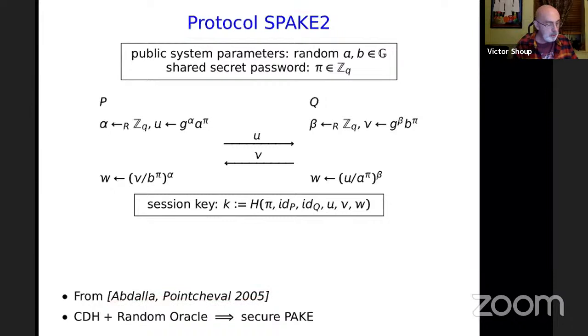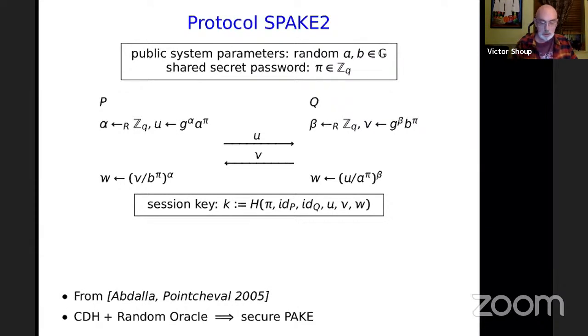I don't have time to talk about much of anything. They prove that this is secure under the computational Diffie-Hellman assumption and modeling this hash function here as a random oracle. What does security mean? Well, one key property that any password authenticated key exchange protocol should offer is that it should be resilient against offline dictionary attacks, meaning that an adversary who either eavesdrops on the protocol or even actively participates in the protocol shouldn't be able to then go off and do an offline search for the password.